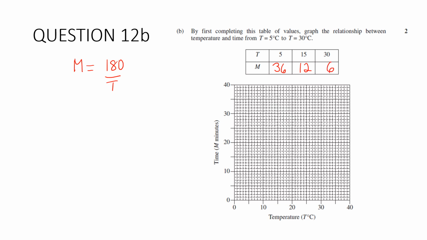And plotting those values. So we've got 5, 36, which is here. We've got 15, 12, which is here. And 36. Hard to see, isn't it? I don't think I've got any chance at all of being able to draw this in, but it is a decaying relationship, so it's like an exponential coming down. Yep, maybe I can do it. So it looks like that.